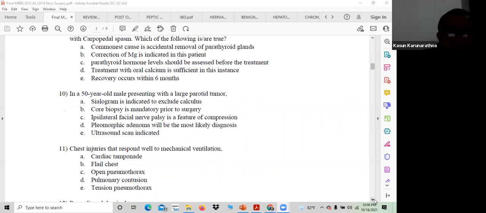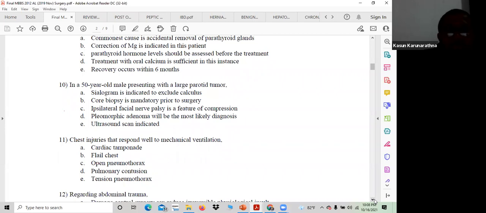Core biopsy is mandated. No. We usually do FNAC. We don't do core biopsy because it can damage the facial nerve. At the same time, it can lead to bleeding, right? Usually we do FNAC, right? So core biopsy is not mandatory at all. Lateral facial nerve palsy is a feature of compression. It's a feature of malignancy. If the tumor is malignant and has invaded the facial nerve, they will develop facial nerve palsy. Right? In benign neoplasms, you don't get facial nerve palsy. It's mainly a feature of malignant invasion, not due to compression.